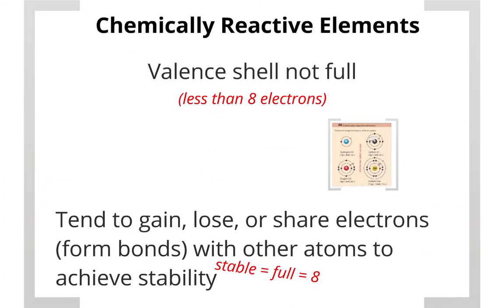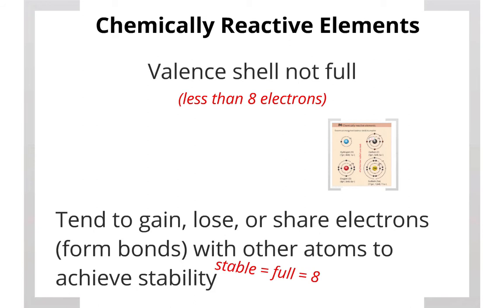Now, some atoms are reactive because their valence shells are not full. They have less than 8 electrons. If they have less than 8 electrons, they tend to gain, lose, or share electrons in order to become stable.